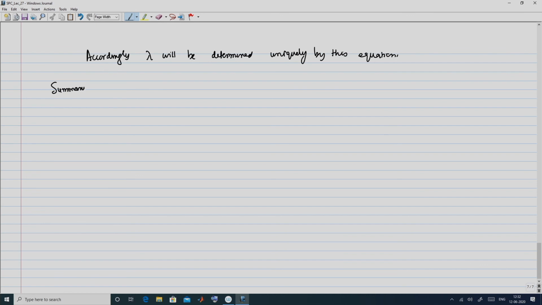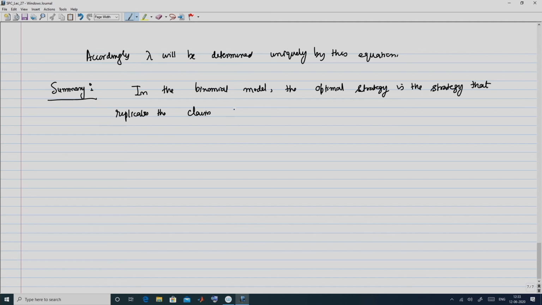So, in summary, we can state the following, that in the binomial model, the optimal strategy is the strategy that replicates the claim I of lambda z bar of t, with lambda and z of capital T being obtained as outlined above.